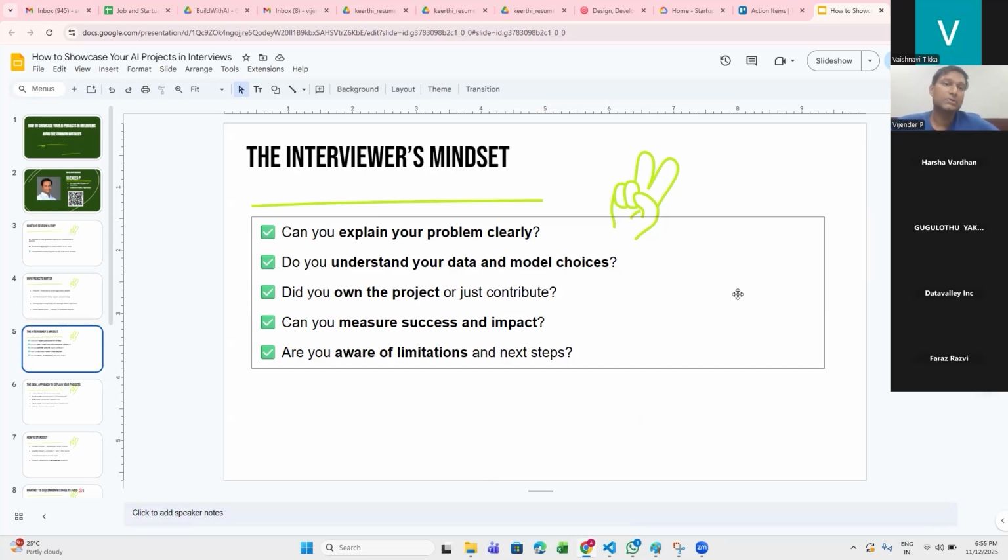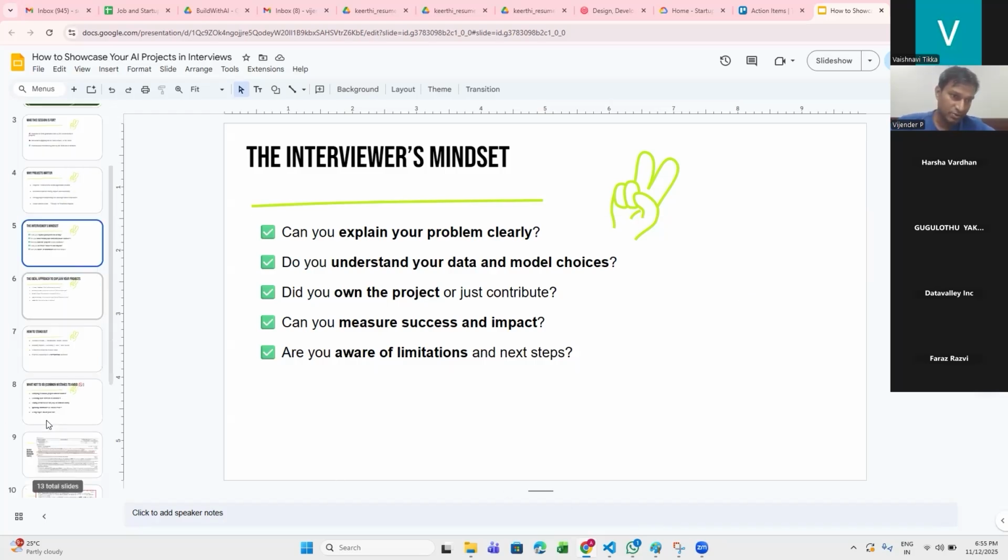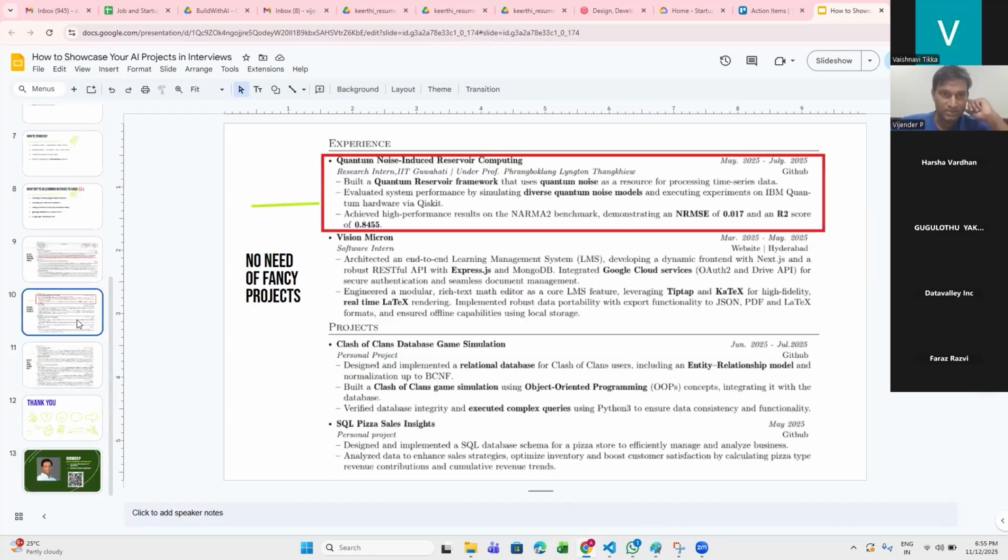Okay. So the next one is the interviewer's mindset. Typically, what would an interviewer look for? Can you explain your problem clearly? This is what I mentioned in the previous slide as well. If you are working on a project, you should be able to first talk about what is the problem you're solving. Like, for example, in the example I showed you last time, this particular project.